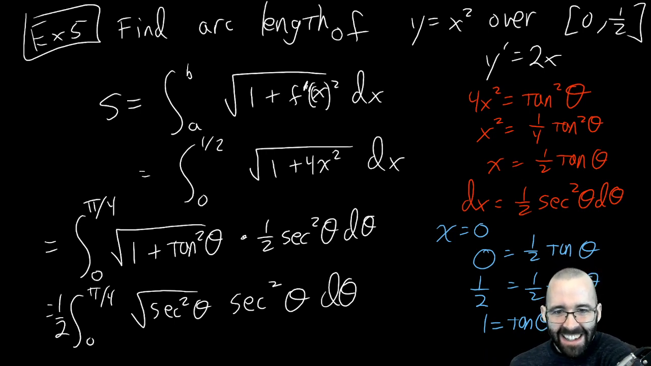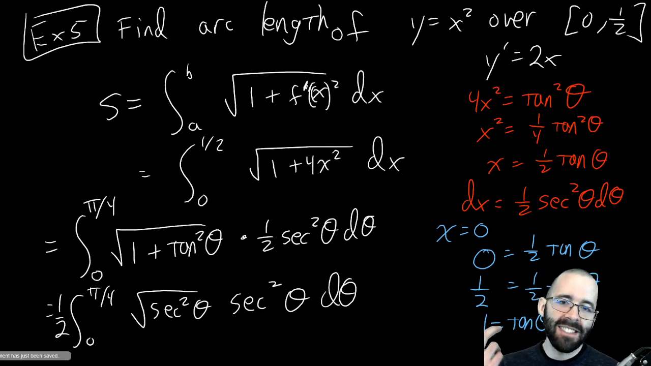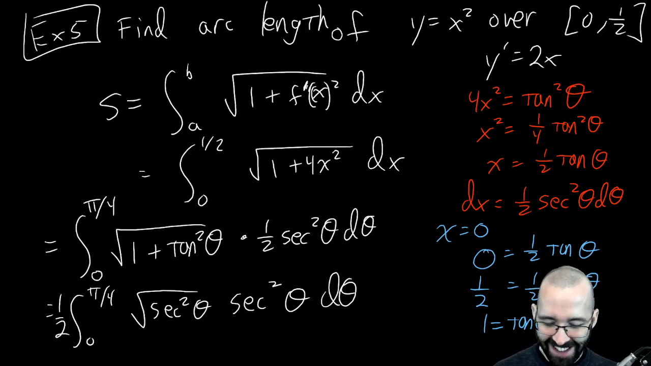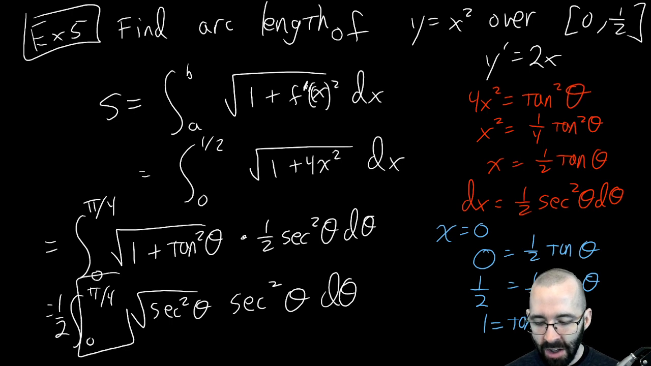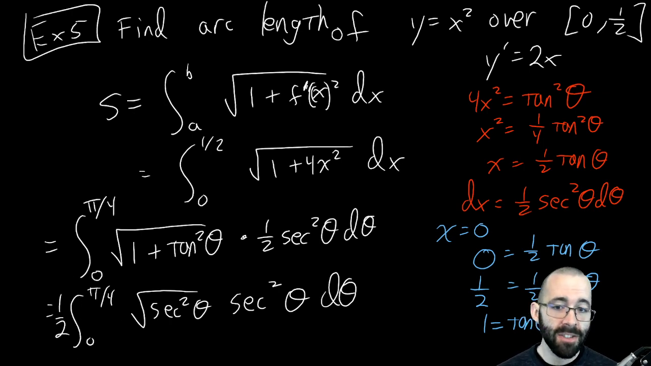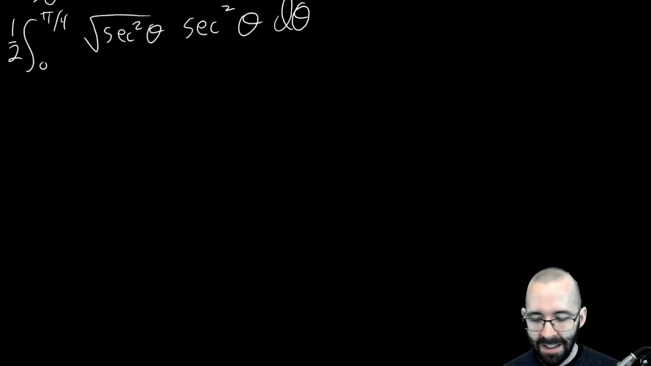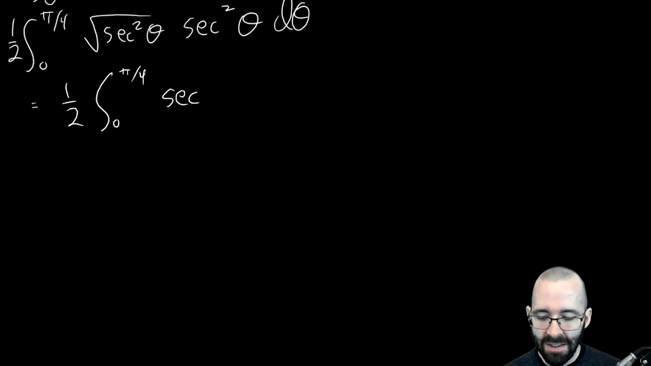Okay, so on this interval, when theta is between 0 and pi over 4, that's the first quadrant. Secant's going to be positive in the first quadrant because cosine's positive in the first quadrant. So the square root and the squared cancel, and we're just going to get secant cubed again. 0 to pi over 4 of secant times secant squared, which is secant cubed.